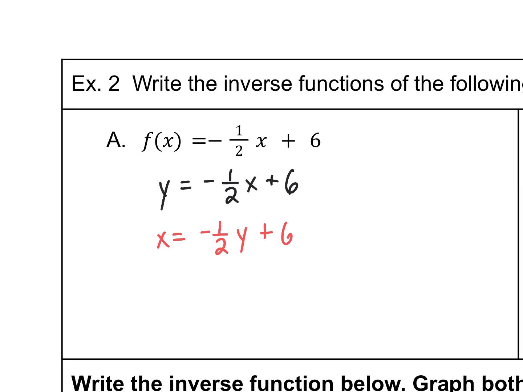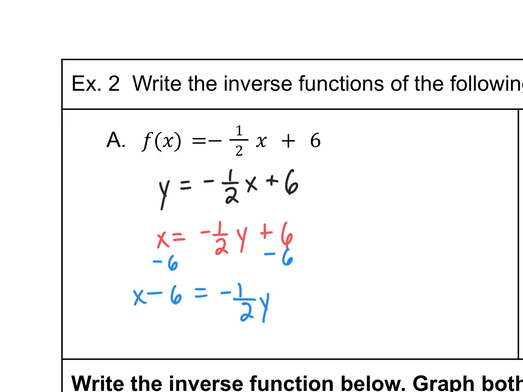Okay? Now I'm solving for the new y. I'm trying to get y by itself. So just like I would if I was solving a 2-step equation, I need to move over whatever's being added or subtracted first. So for this one, I'm going to subtract 6. Inverse operations.